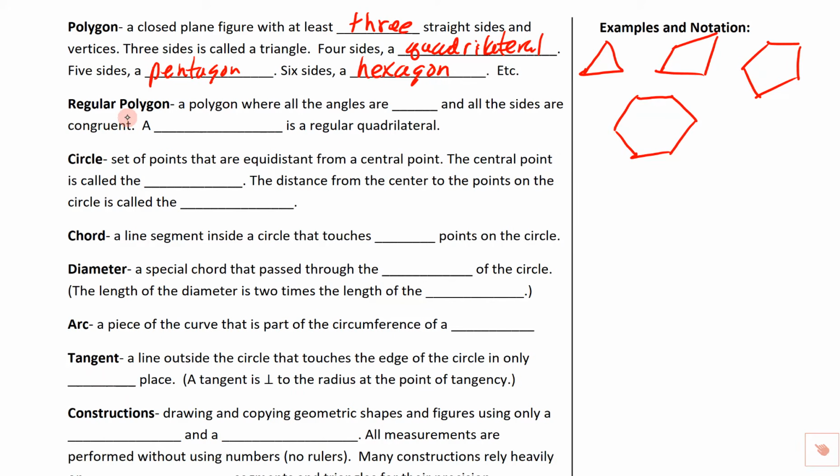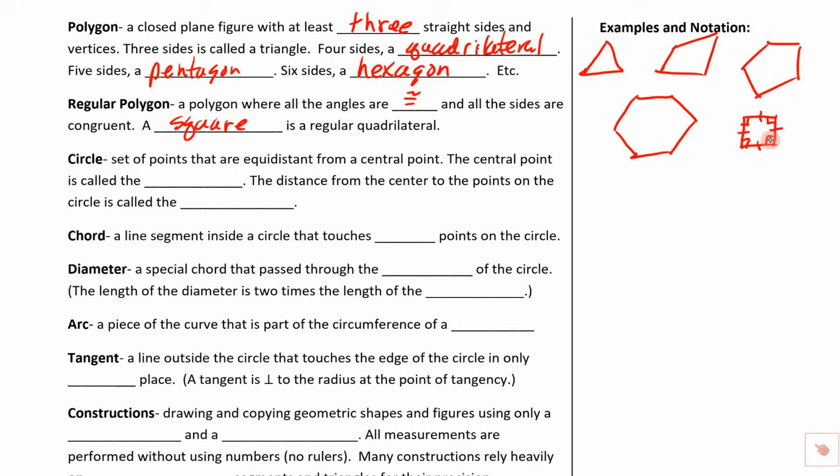And that brings up this next one, a regular polygon. It's a polygon where all the angles are congruent and all the sides are congruent. So a square is a regular quadrilateral. So if we were to draw something like this, all the sides would be equal and all the angles would have to be equal, so they'd all have to be 90 degrees.